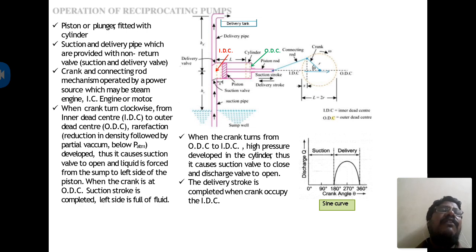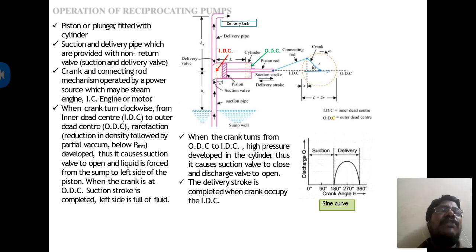During the second half of the cycle, that is during the delivery stroke, the crank wheel rotates from 180 degree to 360 degree. That is the second half of the stroke. During the delivery stroke, due to the crank wheel rotation from 180 degree to 360 degree, the piston moves again back to the other side of the cylinder. As a result, the piston forces the water into the delivery pipe, hence the water is delivered outside by opening the delivery valve.